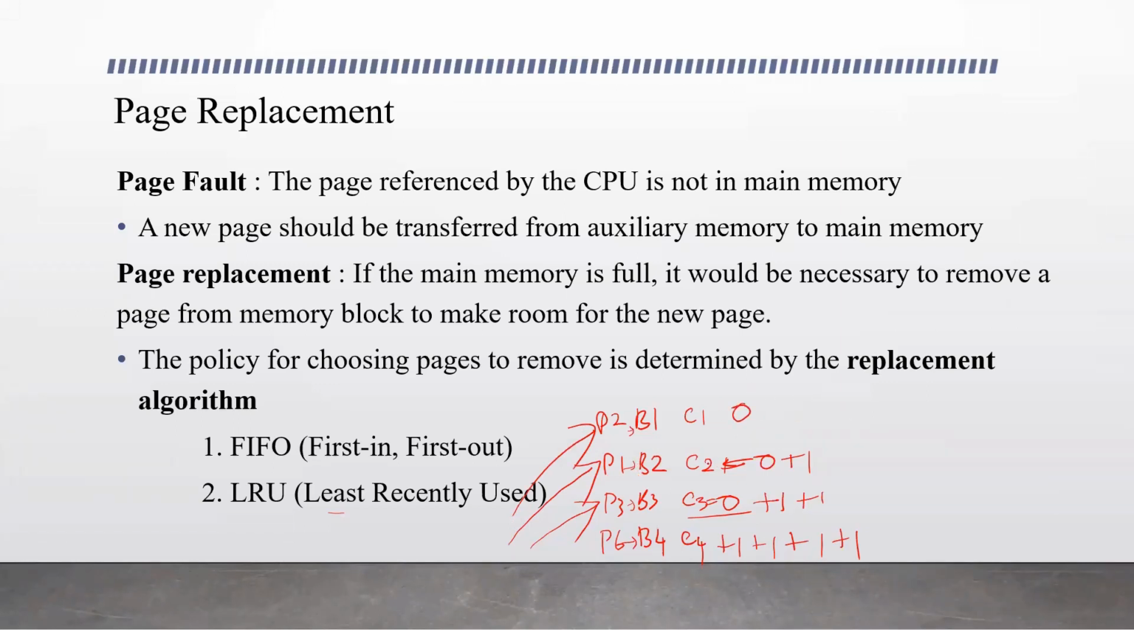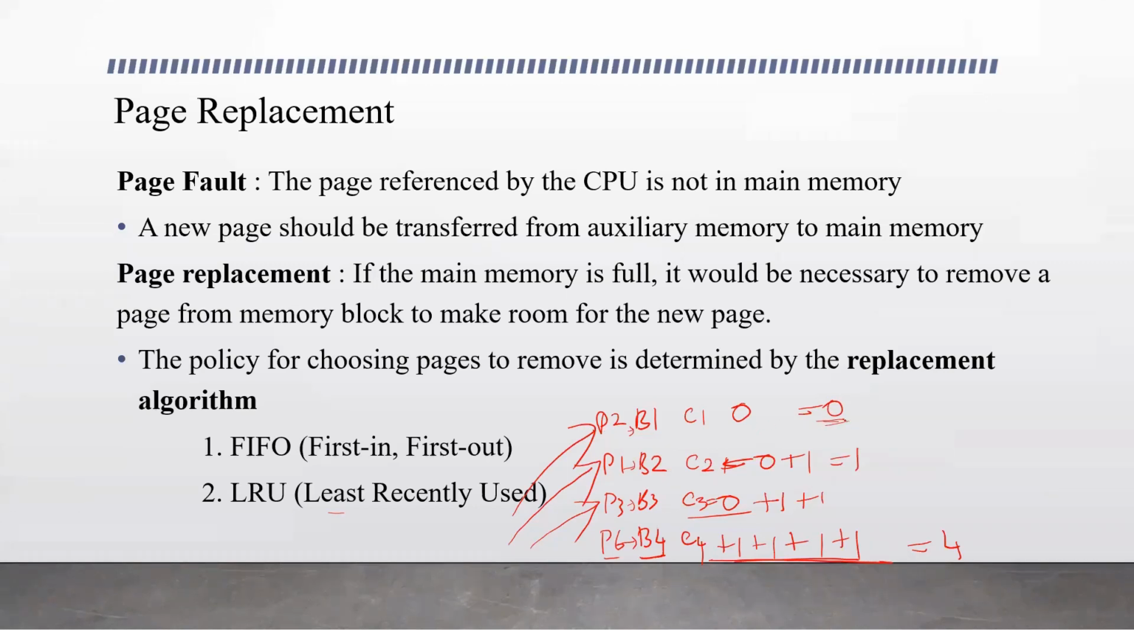Now if a page needs to be replaced, which is not available in main memory and needs to be brought from auxiliary memory, and main memory is full, which page to replace? The page that has the highest count. Here the page that has the highest count is page 6, that is in block 4. That has the count 4 here, whereas the count here is 0, that is recently referred. If the count is 0, it means it is recently referred by the CPU.